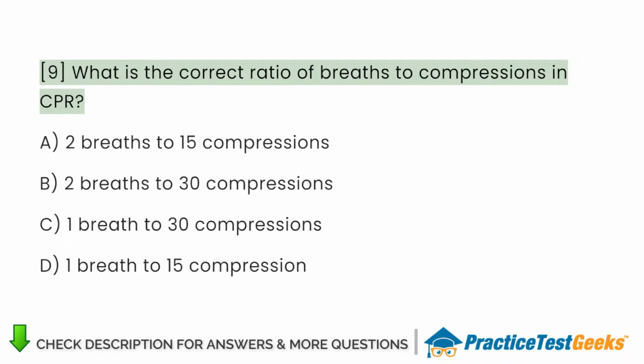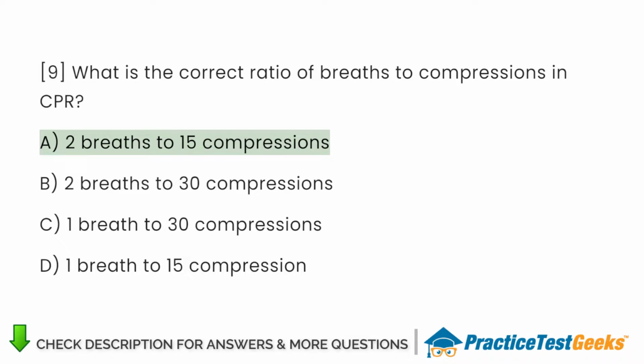What is the correct ratio of breaths to compressions in CPR? A. 2 breaths to 15 compressions. B. 2 breaths to 30 compressions. C. 1 breath to 30 compressions. D. 1 breath to 15 compressions.